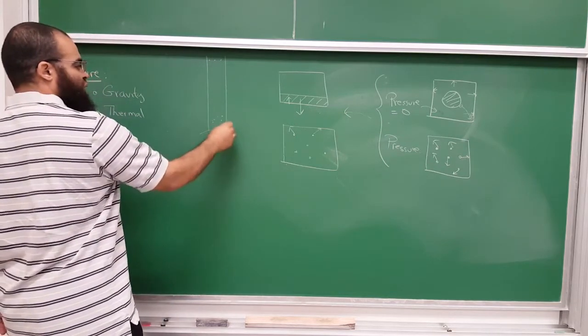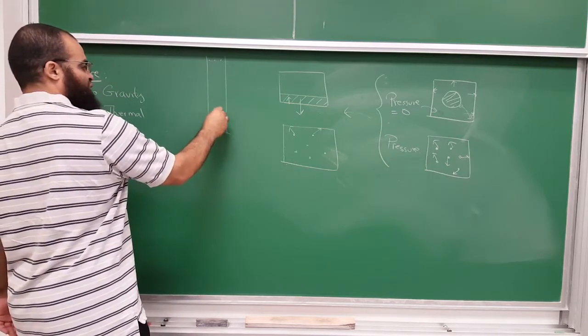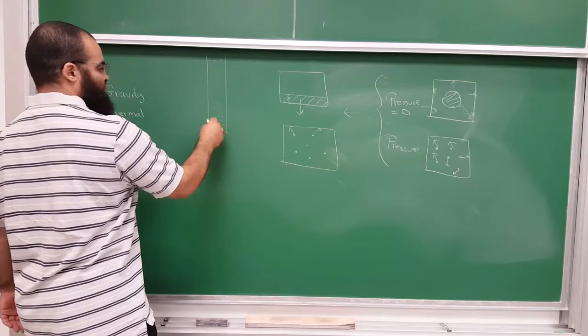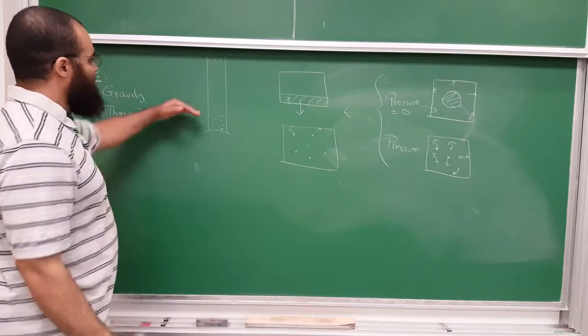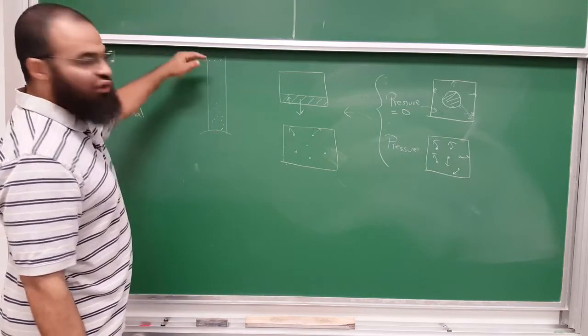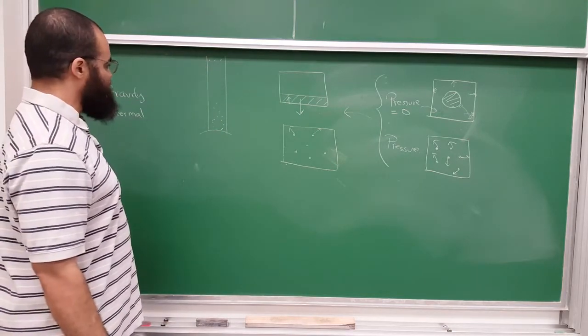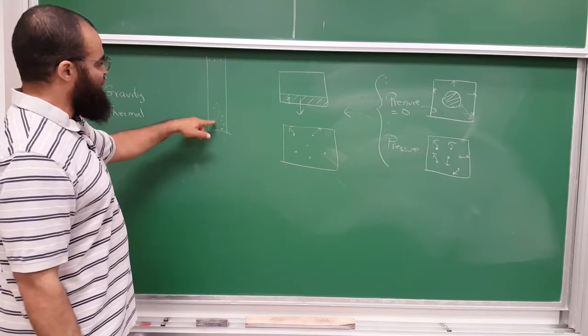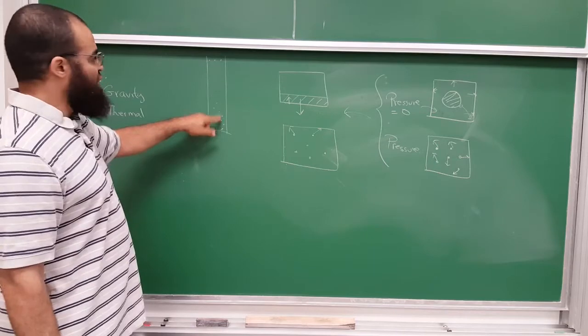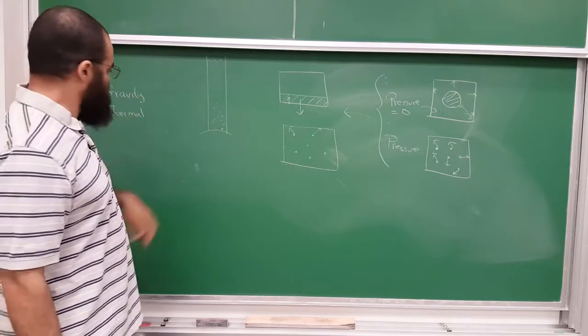So the pressure on Earth is more at the bottom than at the top. In fact, the pressure will decrease as you go to the top. It will decrease because there is less air here than here.